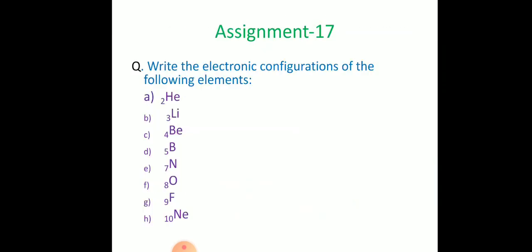your assignment for today is assignment number 17. Write the electronic configuration of the following elements: helium, lithium, beryllium, boron, nitrogen, oxygen, fluorine, and neon. In a similar way, write down the electronic configurations, and send it in my mail.